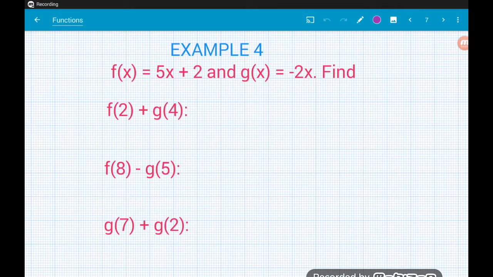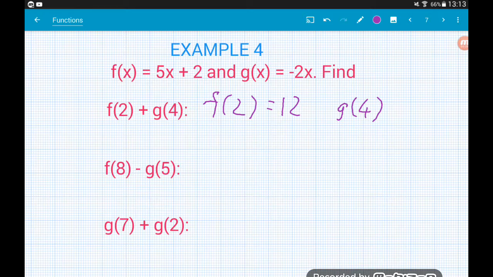Okay, so for the final example in this video, we're looking at an example with two functions. So the first question, we want to find f of 2 add g of 4. So let's work them out separately. So f of 2, well that's going to equal 5 times 2, which is 10, add 2, which will give us 12. And then g of 4, well, g of x is minus 2x, so minus 2 times 4 will give us minus 8. So f of 2 add g of 4 is 12 minus 8, which will give us 4.